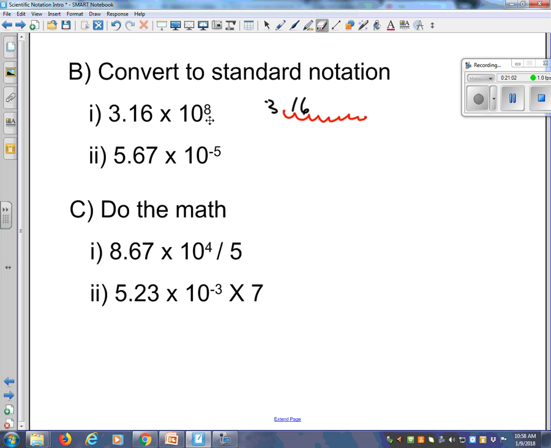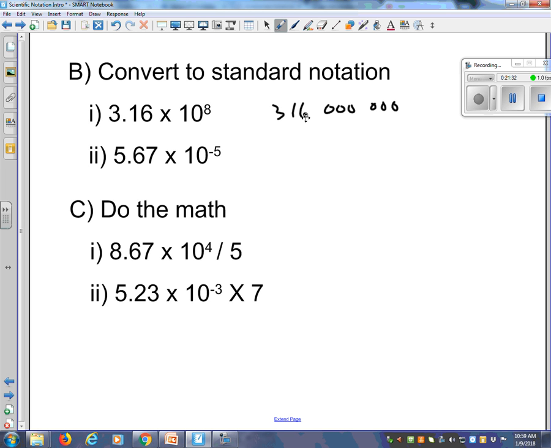But really, if you stop and think about it, it's 3.16. There's 2 moves. Then how many zeros do I have to go? 6, right? So 1, 2, 3, 4, 5, 6, with no decimal. 3, 1, 6, and then 1, 2, 3, 4, 5, 6. I'm never going to get you to do this, by the way, except now. But you need to be able to see how it's done.